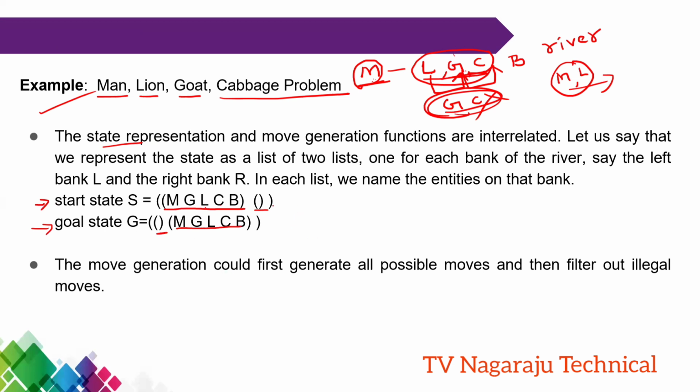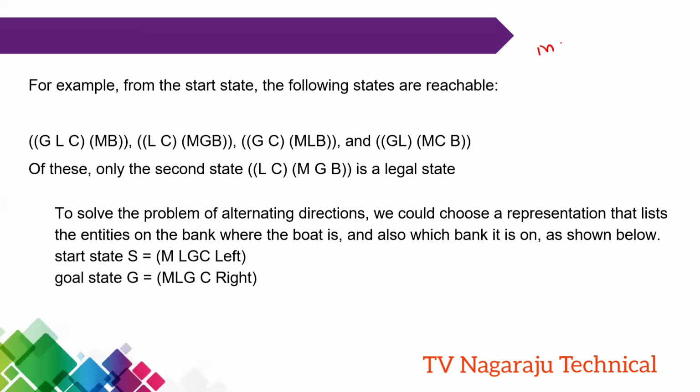Now, what happens? By using the moveGen function, we are generating all the possible moves. Once the possible moves are generated, we remove the illegal ones. See this one? Suppose man, goat, lion, cabbage, and boat are on the left. Now, what are the possible moves? For example, from the left, only the man crosses the river. Anyway, the man is there, so obviously the boat is available. Only the man crosses the river. In this, what happens? Either the goat eats the cabbage or the lion eats the goat.